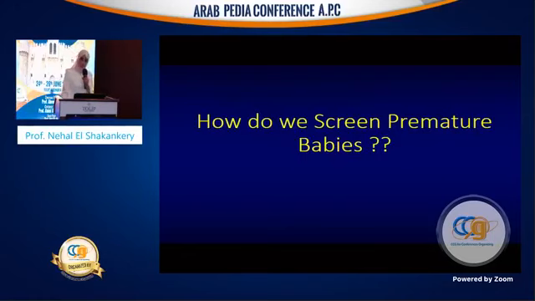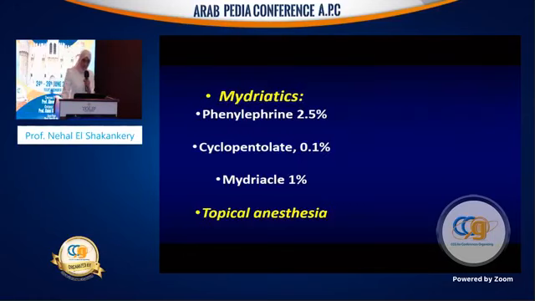How do we screen the premature babies? Of course, we use special mydriatics. We dilute these eye drops. We should not give the usual mydriatics because they're very dangerous for the heart, especially phenylephrine, which we dilute to 2.5%.